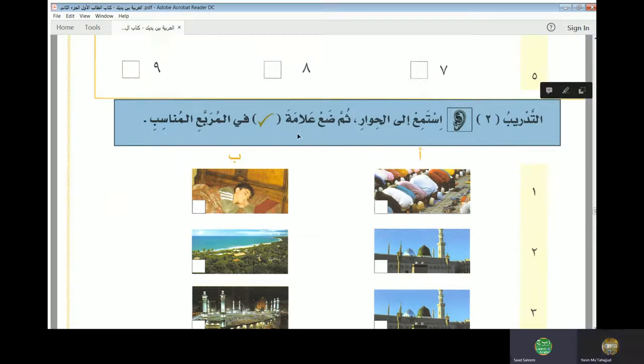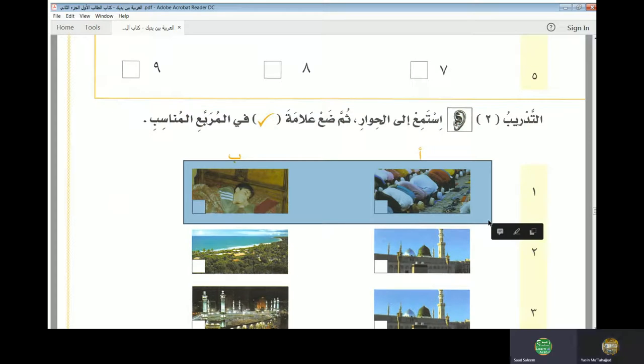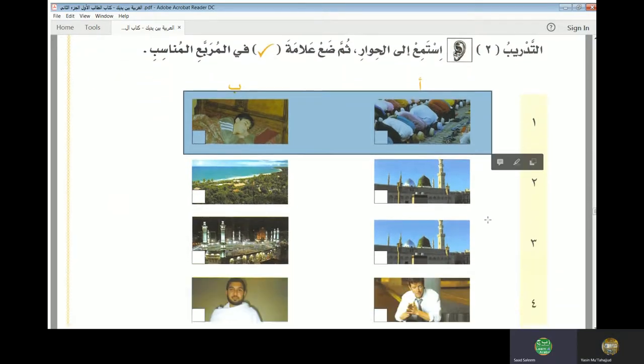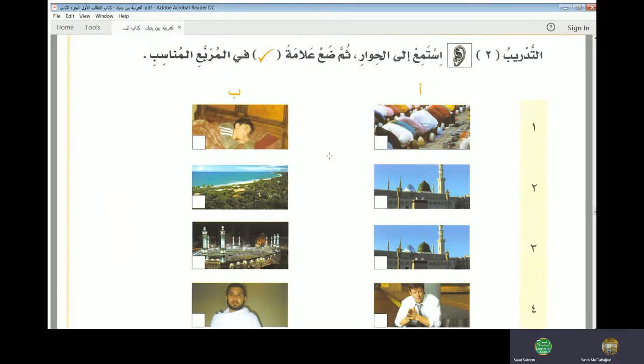Then the second exercise, istami' lil-hiwar, listen to the dialogue, thumma da' alama sahiha, then put the tick symbol fil-murabba' al-munasib, in the appropriate box. So we have two options here. Madha taf'al fil masjid an-nabawi? Usalli al-isha. Alif. Okay.